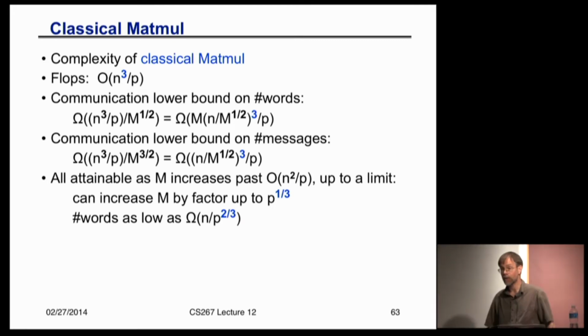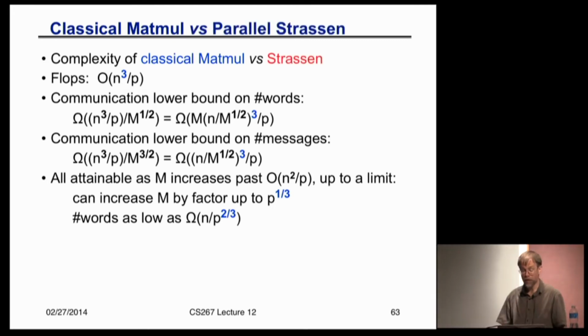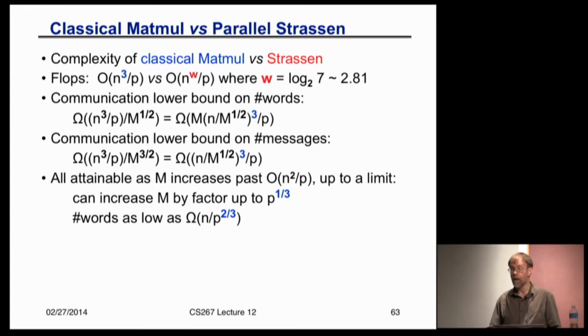Now let me contrast that to Strassen. I'm going to have Strassen side by side with all of these. Let's remember what Strassen does. Instead of the sequential algorithm doing n cubed floating point operations, it does n to the omega, where omega is log base 2 of 7, about 2.81. It was a divide and conquer algorithm. I won't repeat it. It turns out you can get perfect parallelism in Strassen too, so n cubed over p becomes n to the omega over p.